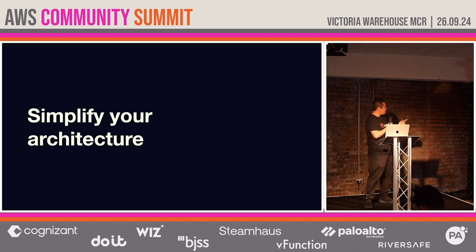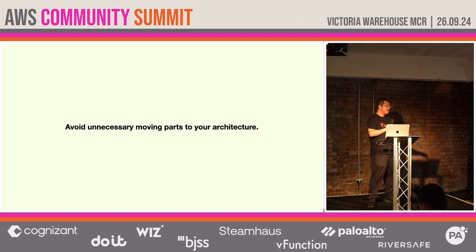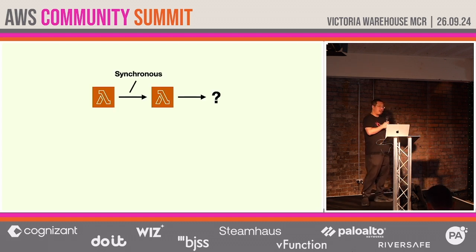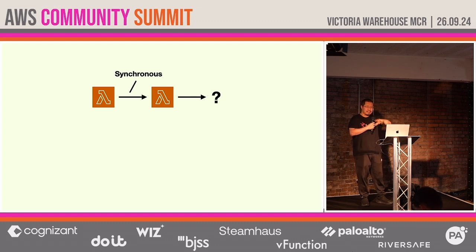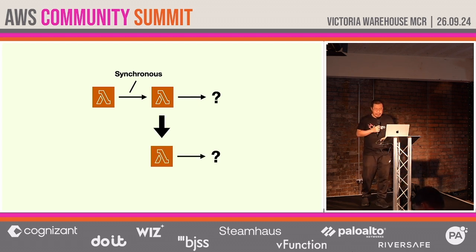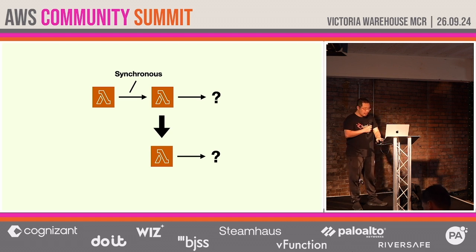So I think this is the last one I want to talk about, which is to simplify your architecture. I talked about this already. Everything in your architecture should have a purpose. You should avoid having unnecessary moving parts. We talked about how if you've got a synchronous function-to-function call in the same service boundary, simplify, put them into one function instead. Much easier, reduces complexity and also cost.